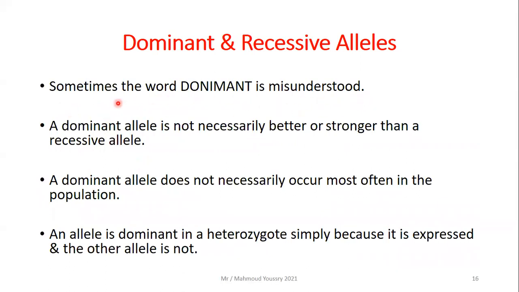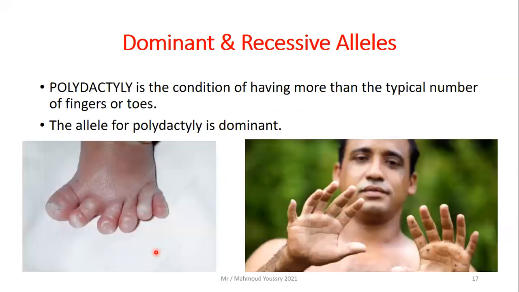This is very important. A dominant allele is not necessarily better or stronger than the recessive allele. Also, a dominant allele does not necessarily occur most often in the population. An allele is dominant in a heterozygote simply because it is expressed and the other allele is not. And here is a case to prove this. The dominant allele is not the stronger or the better one, and it does not happen more often than the recessive allele.